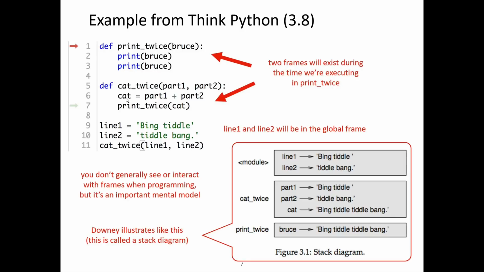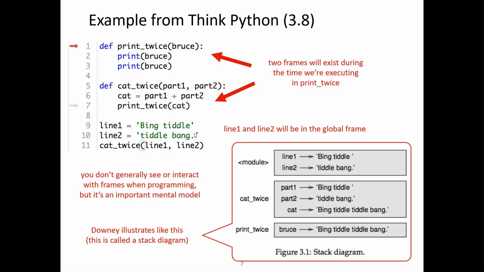Okay, and then cat is going to just add those together, and when we have strings, it's going to concatenate them. So cat, as in concatenate, will be bang tittle tittle bang, and then it's going to call the function print twice, and that's going to be given the argument cat, and cat is then going to be stuck into Bruce, the parameter for print twice. And then print Bruce is going to print out the bang tittle tittle bang for that first line, line 2. And then in line 3, it's going to print it out again. So the output's going to be bang tittle tittle bang on 2 lines.